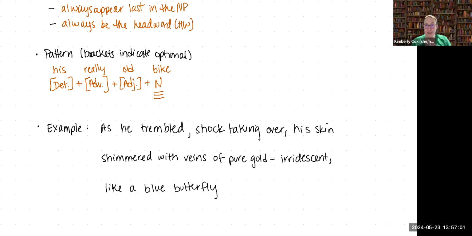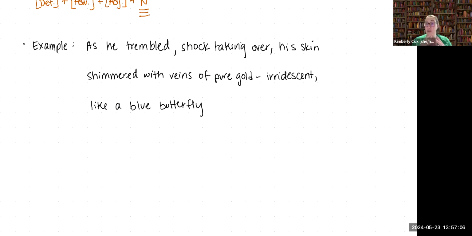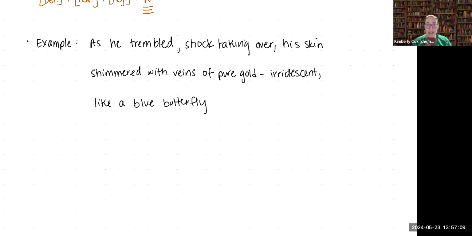So let's take a look then at some noun phrases, and let's do a couple of form function trees to help understand them. So I am going to go through this sentence with you, and we're going to identify all of the noun phrases. So: as he trembled, shock taking over, his skin shimmered with veins of pure gold, iridescent like a blue butterfly. Okay, so let's talk first about our noun phrases, and then we'll go through and we'll diagram them so we can discuss them in a little more detail.